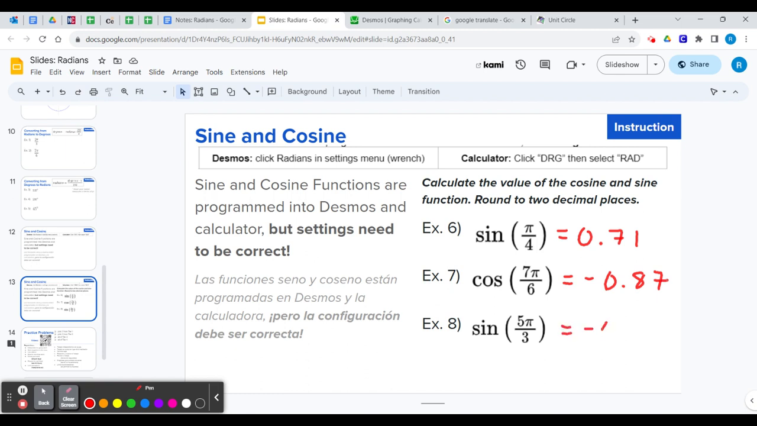and negative 0.87. Now, when you get to practice, make sure you're minding which units you're actually supposed to be using. We're going to have some calculations with radians and some calculations with degrees today.